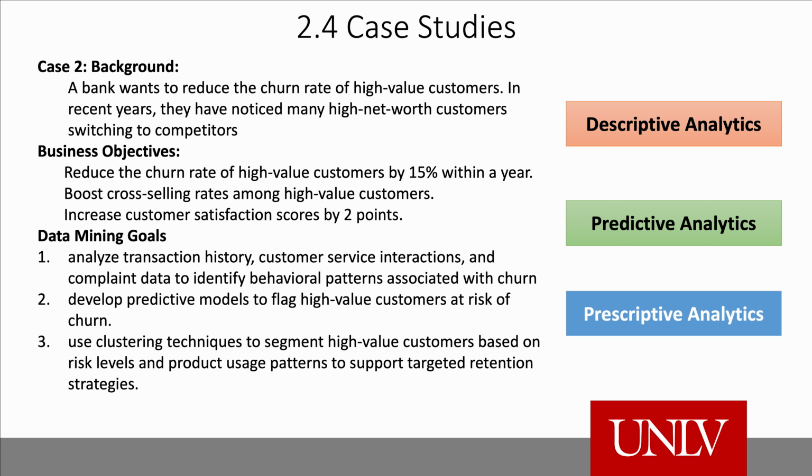Now, in the second case, we focus on a bank aiming to reduce churn, especially among high-value customers who've recently started switching to competitors. To tackle this challenge, the bank has outlined 3 clear objectives: reduce the churn rate of high-value customers by 15% within a year, boost cross-selling rates among high-value customers, and increase customer satisfaction scores by 2%.